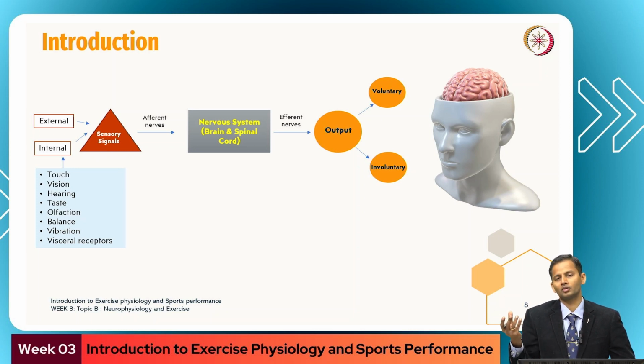The central processing unit is your nervous system, which comprises various components, namely the brain and spinal cord being the main. And from there a decision is taken and a response is immediately initiated. And this response is again passed through a system of nerves called the efferent nerves. Efferent nerves convey this motor response and then effect that response. It may be voluntary or automatic, or in other words involuntary.